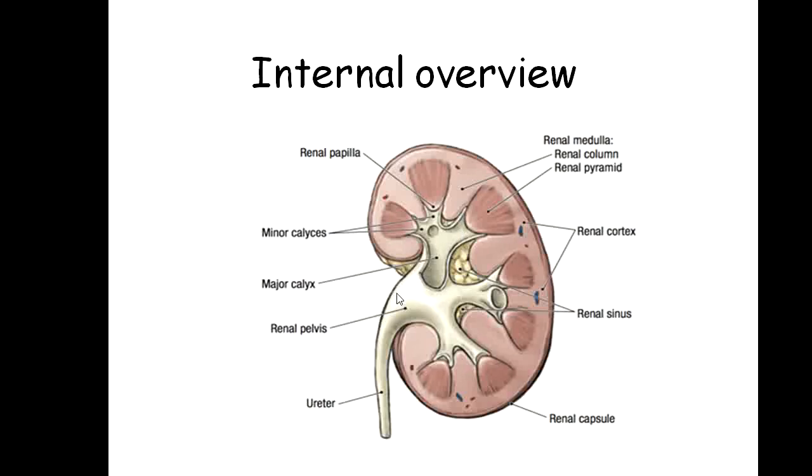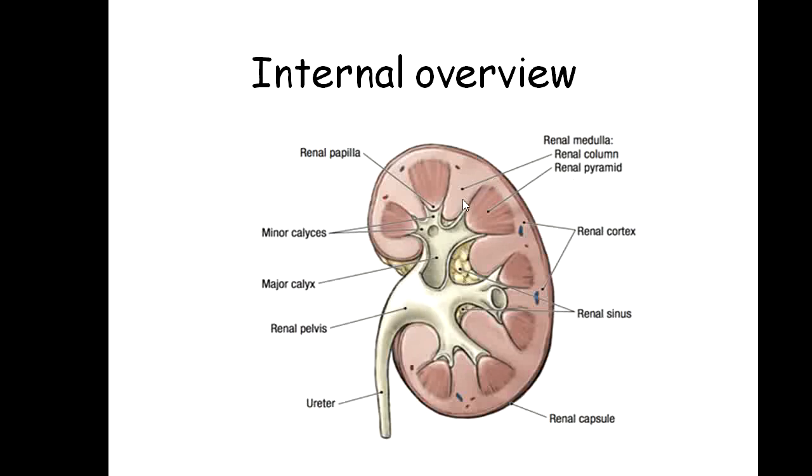Then a large number of major calyces combine together to make the renal pelvis. Only one renal pelvis will be there in each kidney. But the number of minor and major calyces will vary inside the kidney, though they are not large in number. The renal pelvis is only one in number.